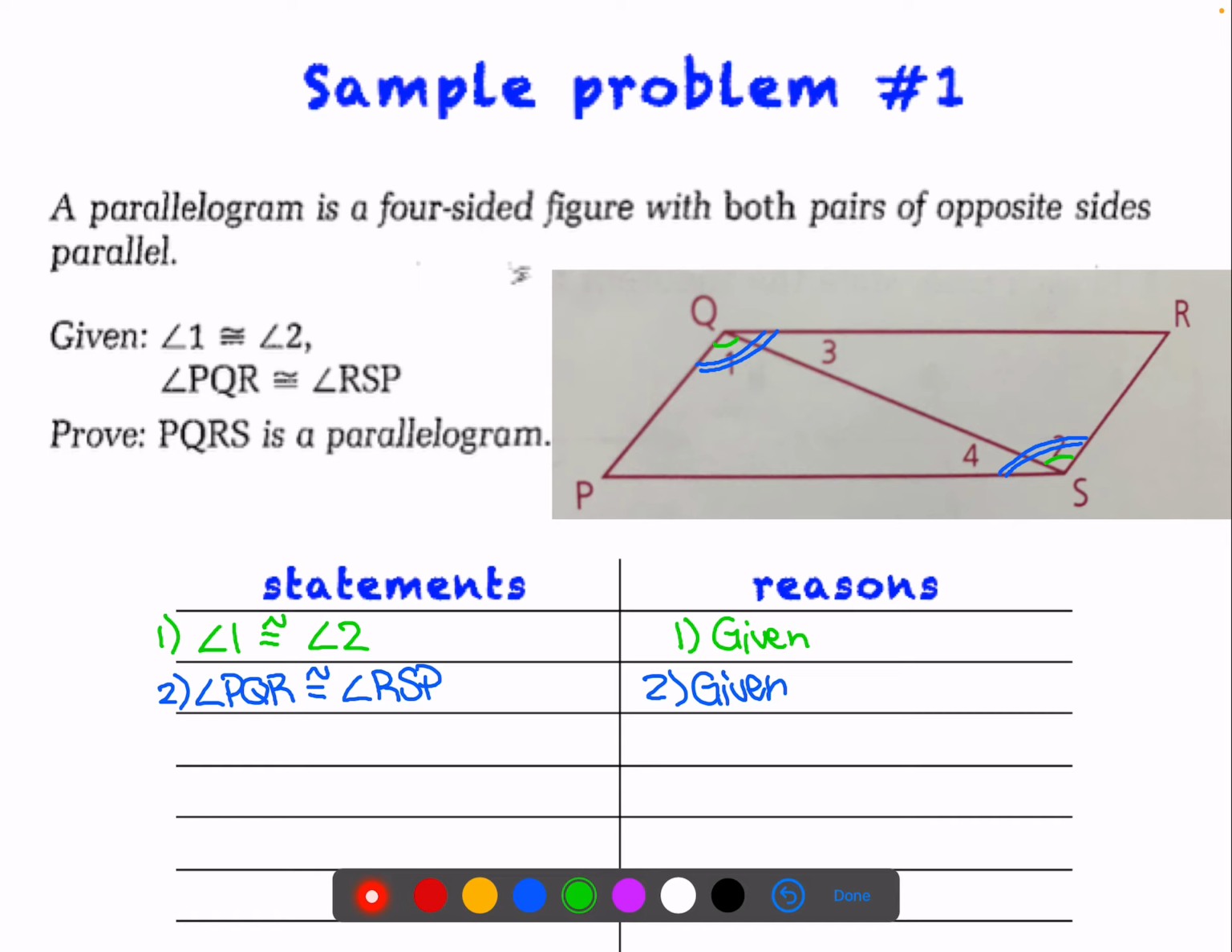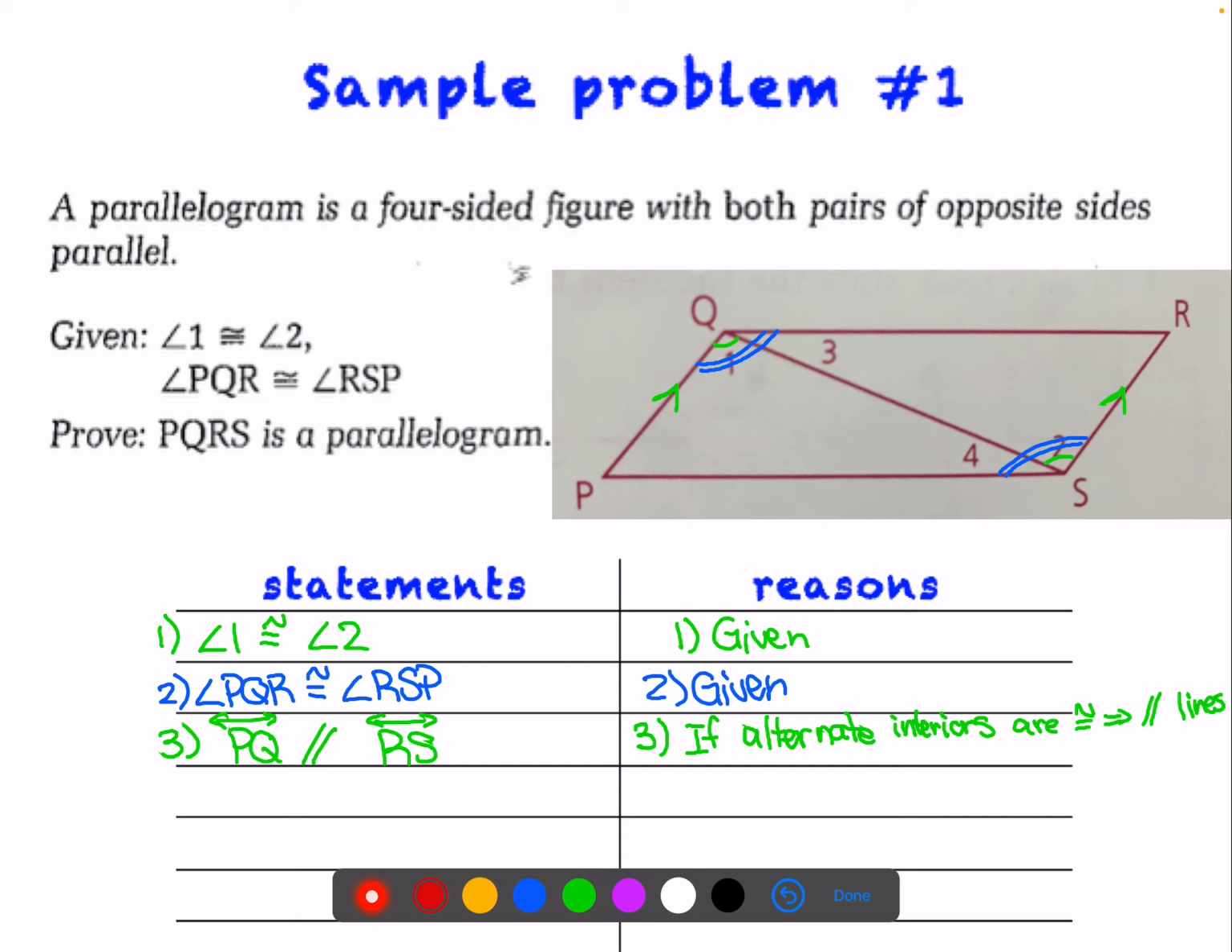So therefore I can say, for number 3, line PQ is parallel to line RS. So right now I'm saying that these two lines are parallel to each other. And the reason I can say that is because if alternate interior angles are congruent, that implies parallel lines.